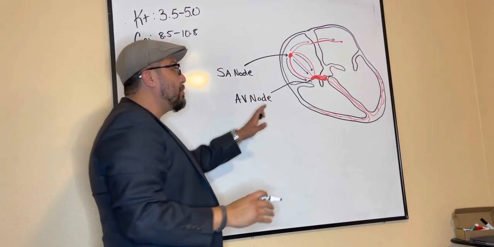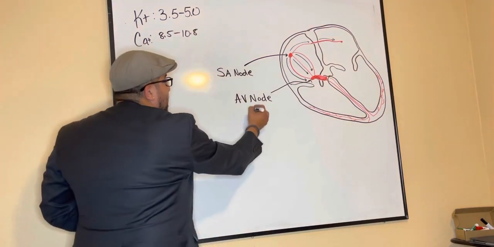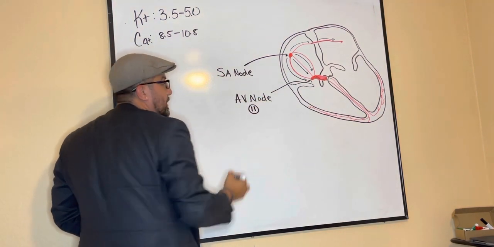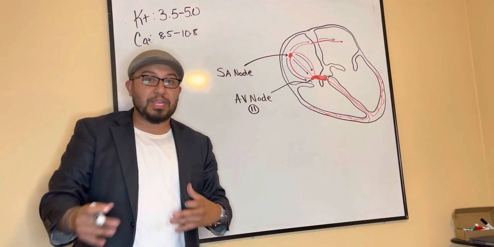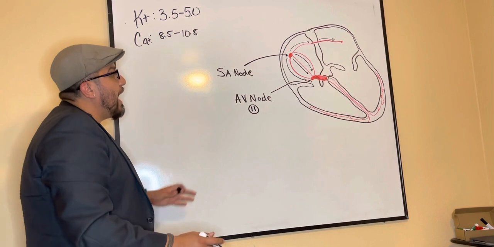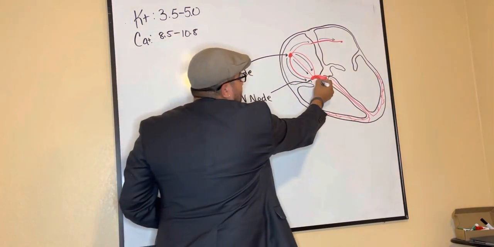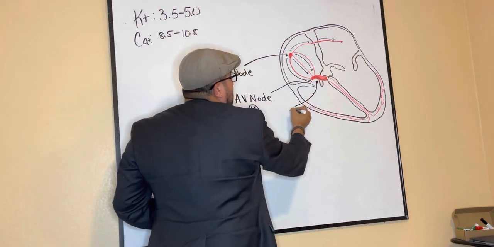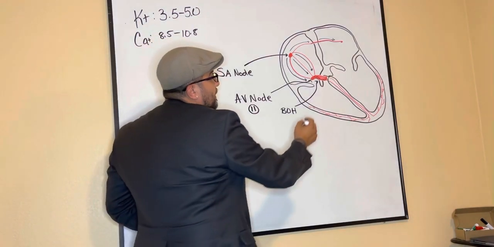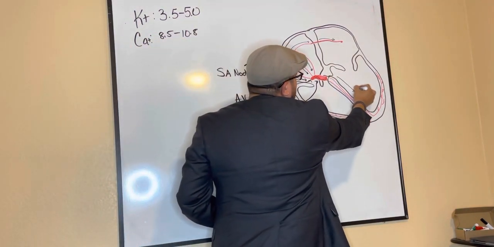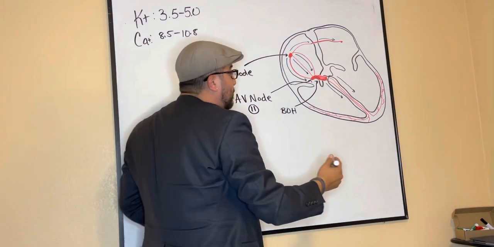Now, the AV node is really important because the AV node provides a pause, okay? It provides a pause when it comes to the electrical conduction, and that pause is responsible for what we know as the PR interval, okay? After the electricity goes down to the AV node, it passes through a collection of fibers that we know as the bundle of His. Then the electrical conduction continues downward towards the ventricles, and it passes through what we call the left and right bundle branches.